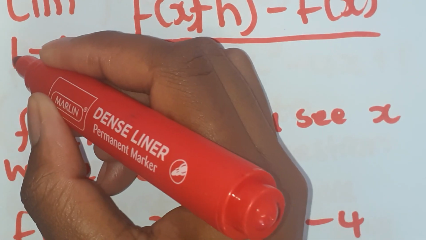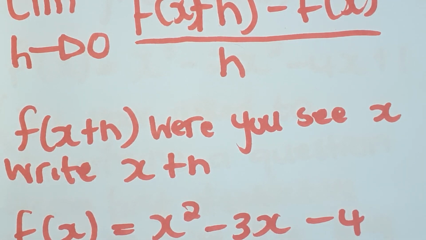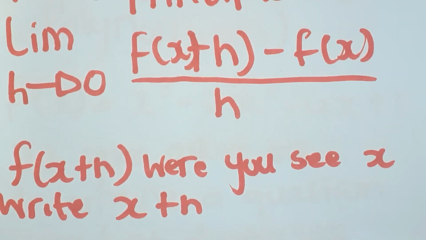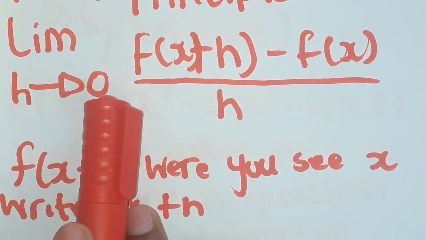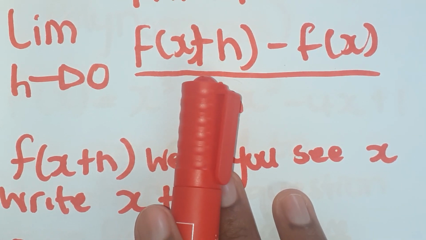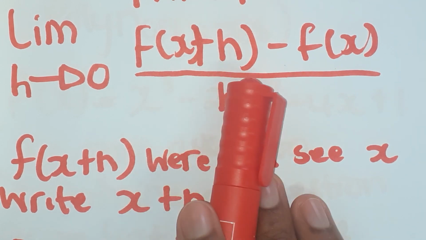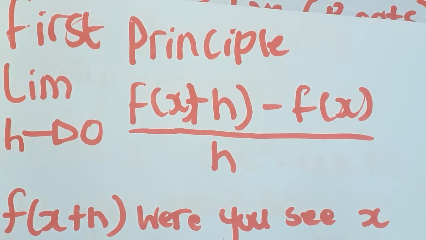Here is not 1, it's h. So that is h, limit h tends to 0. So the limit of h is 0. Now f at x plus h minus f at x over h. That is the formula for the first principle.